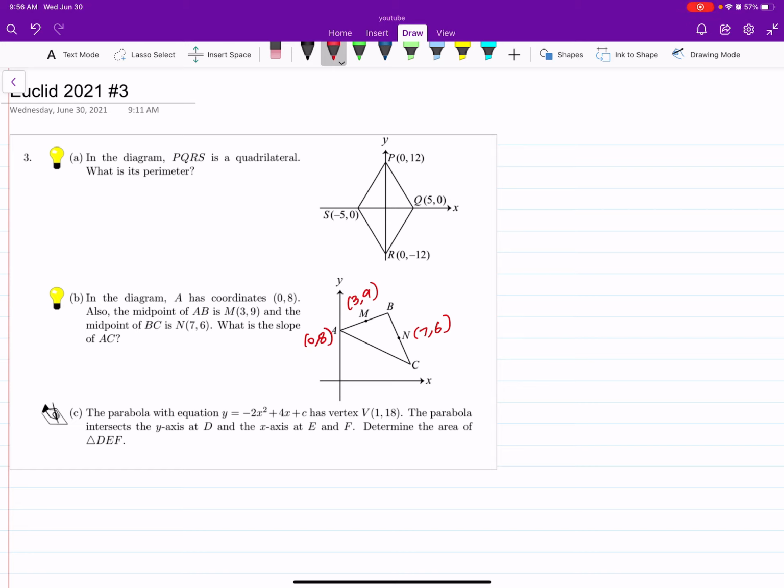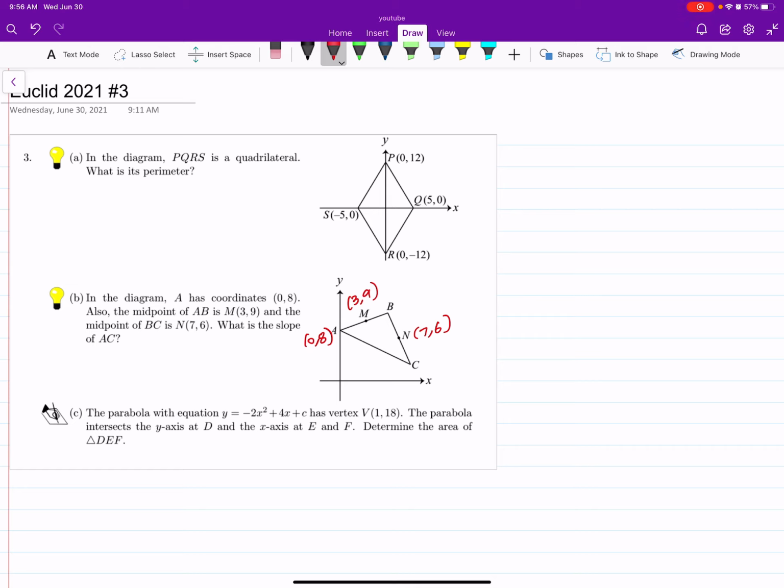So today I'm going to talk about Euclid 2021 problem number 3. So starting off with A. In the diagram, PQRS is a quadrilateral. What is its perimeter? So first we must find the side length of this quadrilateral.